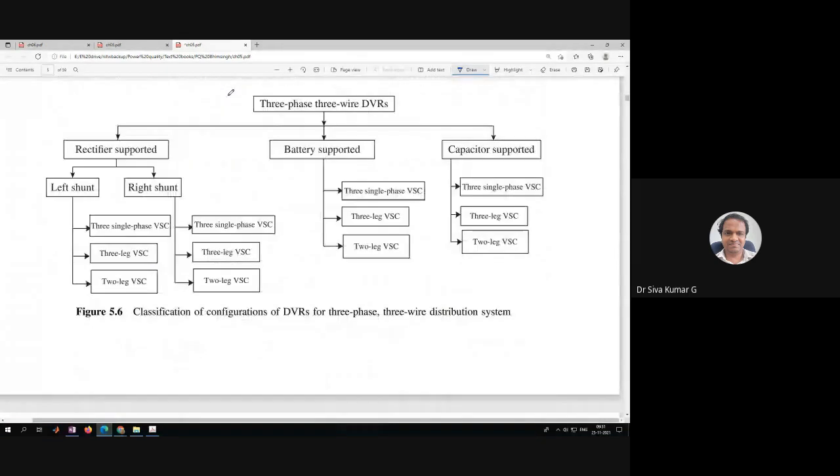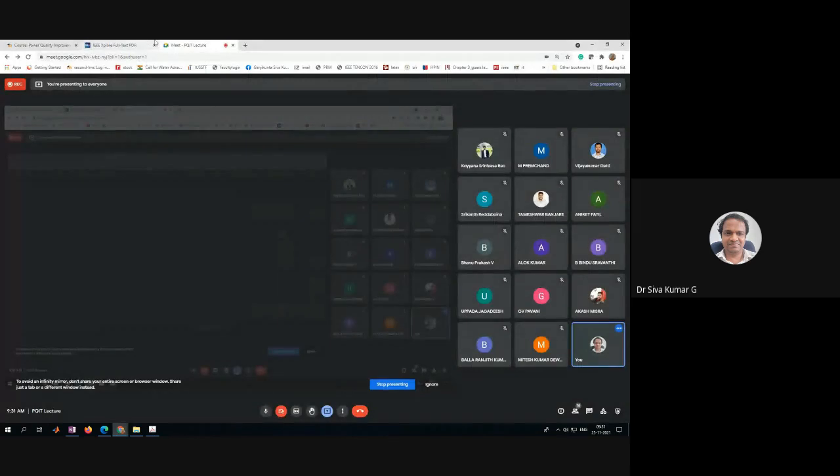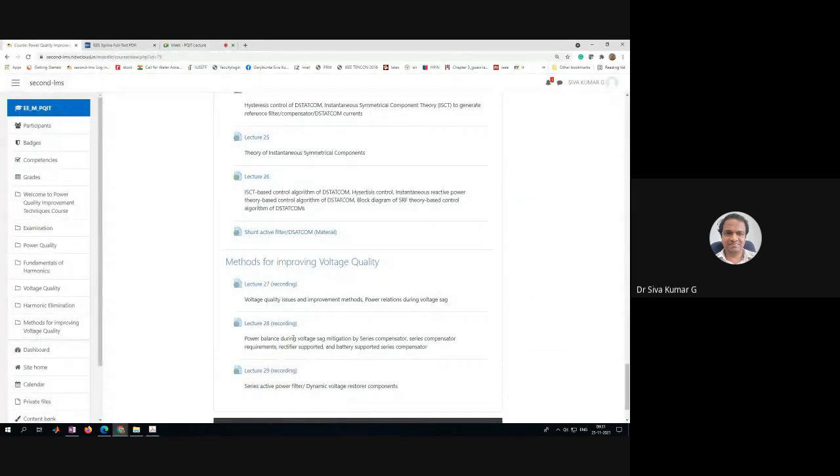Please try to go through the topologies which I shared with you in the recordings also. See, one thing is the power relations during the voltage sag, which I covered over here, and then the power balancing. Power balancing needs to be validated. You please go through that.